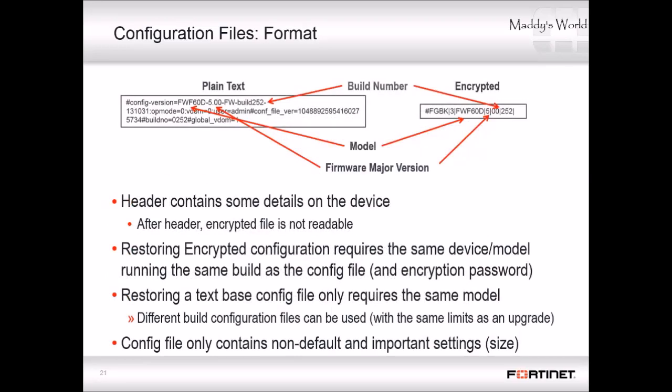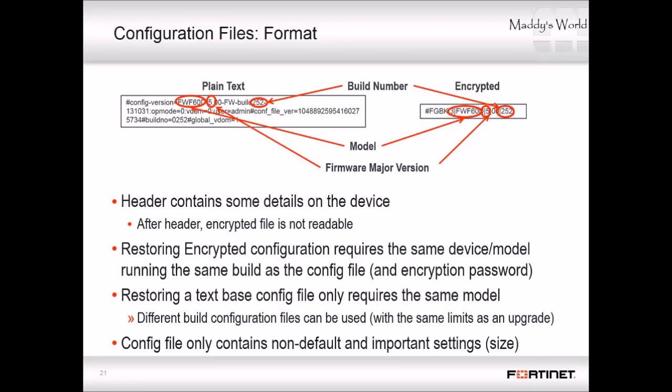If you open the configuration file in a text editor, you'll see that both encrypted and unencrypted configuration files contain a clear text header that also contains some basic information about the device. To restore an encrypted config, you will need to do so on a FortiGate that is the exact same model running the exact same build, as well as know the encryption password. For an unencrypted config, it only needs to match the exact model.